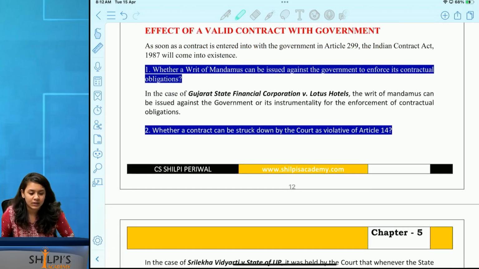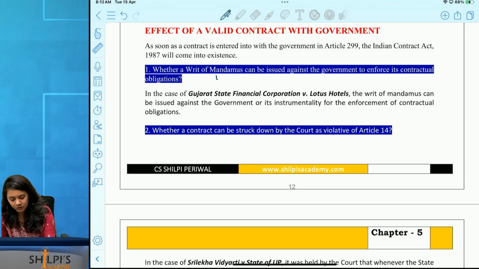We are saying that as soon as the government enters into a contract, Article 299 comes into play. Now, an interesting question was asked, whether a writ of mandamus can be issued against the government to enforce contractual obligations. What is a writ of mandamus? A writ of mandamus is a command. To whom? To any public authority to carry out its public duty.